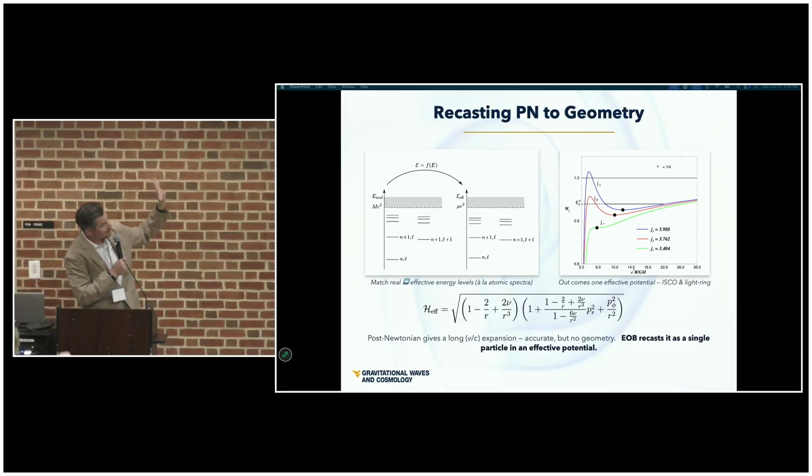Instead of the PN approach of expanding in a series, you have some sort of effective Hamiltonian, and the main point of this slide is to emphasize it really is effective. It's not necessarily meant to represent what this thing would look like if you could take a spaceship and fly up to the system. But it's the Hamiltonian whose evolution gives you the physics that you want for the system that you're interested in. That's the EOB approach to things: recasting the whole system as an effective, single particle moving in some sort of effective background.